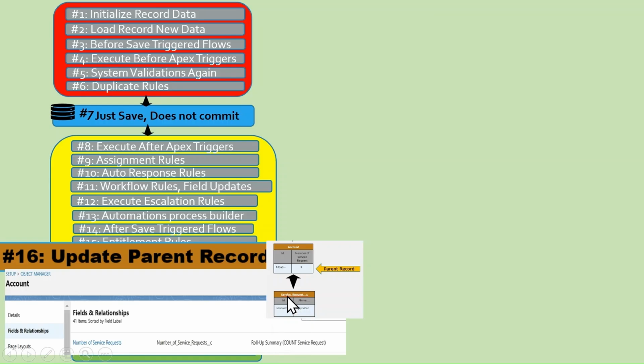So on insert of service request or on update of service request, this roll-up summary field gets updated on the parent. That updation happens as part of this step 16 during the order of execution while inserting the service request or updating service request. Let's see for the insert DML of our service request.